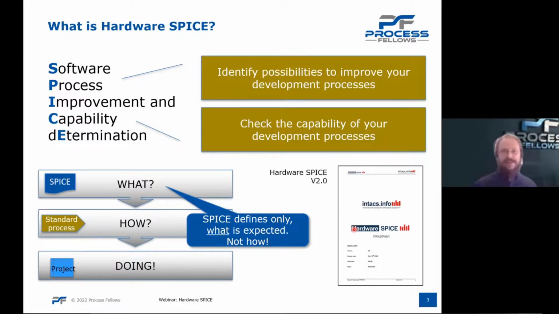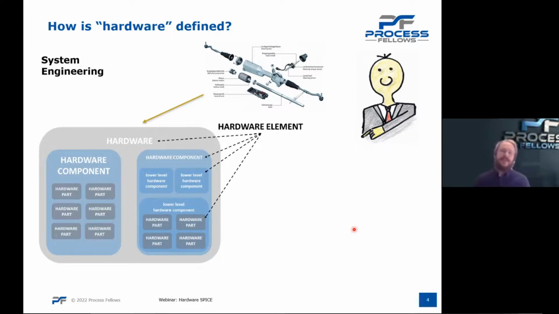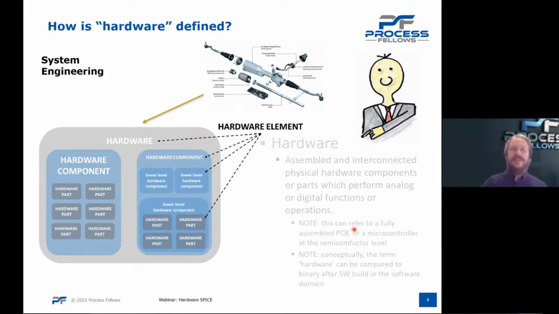Let's see what the product is that you're developing with this version. And this is where I would like to give you an idea, maybe first of all, of a system that is developed. You see a steering system here, and you know it is a complex product with many, many parts. And we're focusing now on one small piece, and this is the electronic part. And this electronic part is where the hardware is defined. And you see the idea of Hardware SPICE is to identify different levels here. You have overall the hardware itself, so the complete integrated hardware, what is called hardware. And this is broken down, first of all, in hardware components, typically broken down in hardware parts. And all these elements together should be the hardware.